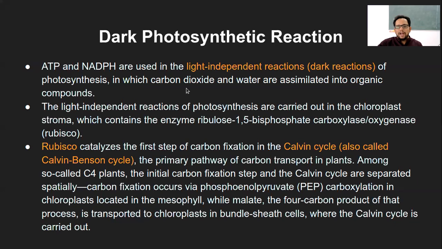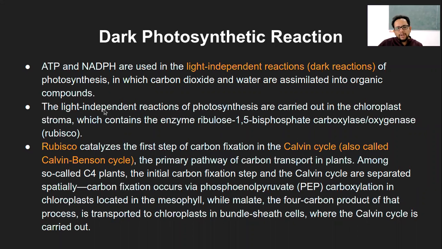In this, carbon dioxide and water are assimilated. Assimilated means they are forming a structure together into organic compounds, and these organic compounds are nothing but, at the end, glucose. So that is the whole goal of the dark photosynthetic reaction. Using carbon dioxide and water, glucose will be formed with the help of ATP and NADPH.